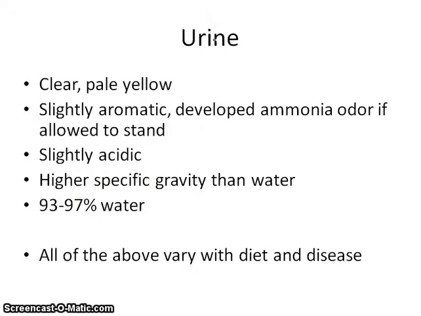All right, so urine should be clear and pale yellow. Anything else would mean that you're dehydrated or have some kind of kidney dysfunction. It should be slightly aromatic. If there's an ammonia odor, that means it's probably just been allowed to stand too long in the external environment. It should be slightly acidic and has a higher specific gravity than water, which means it's more dense. And hopefully, if you are properly hydrated, your urine should be between 93 and 97% water.